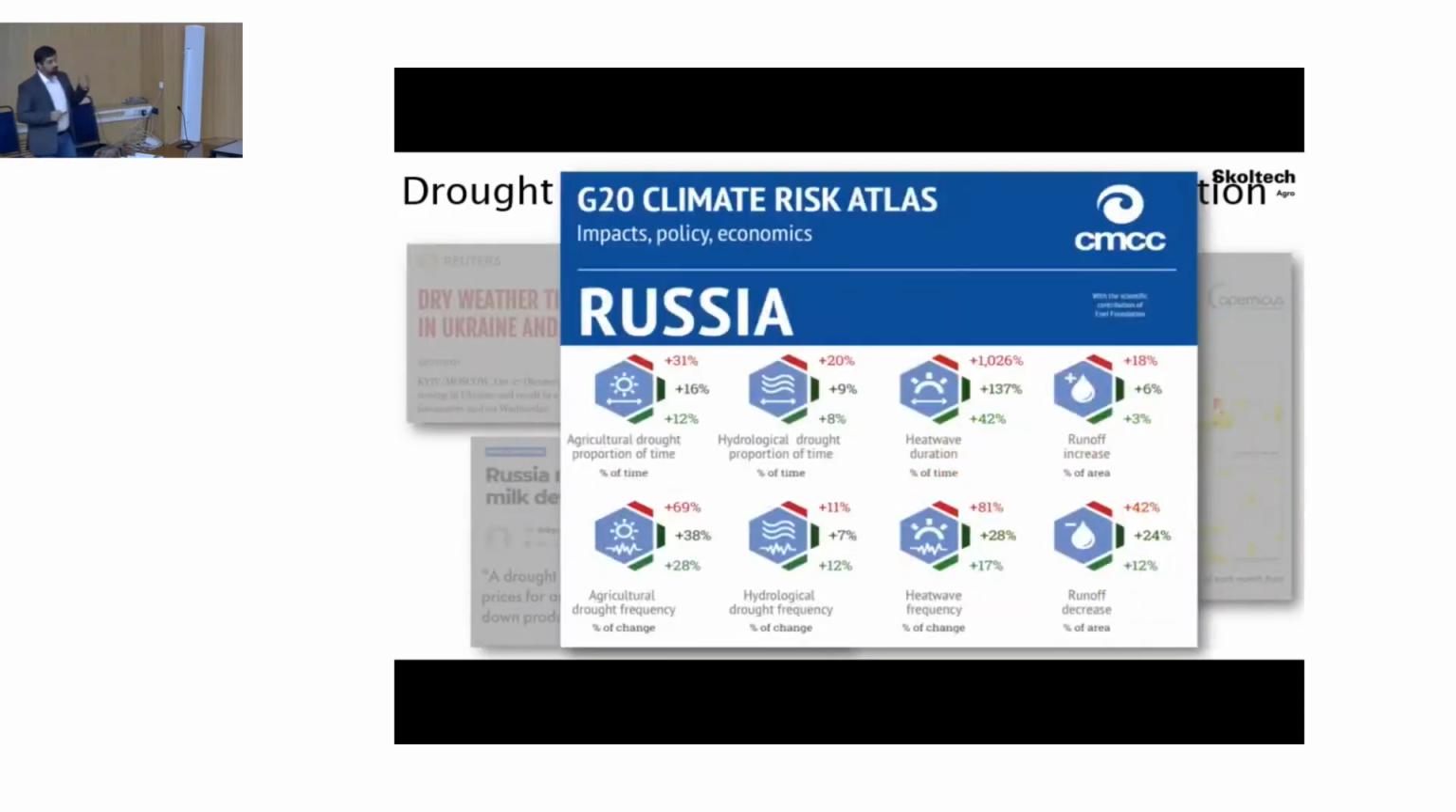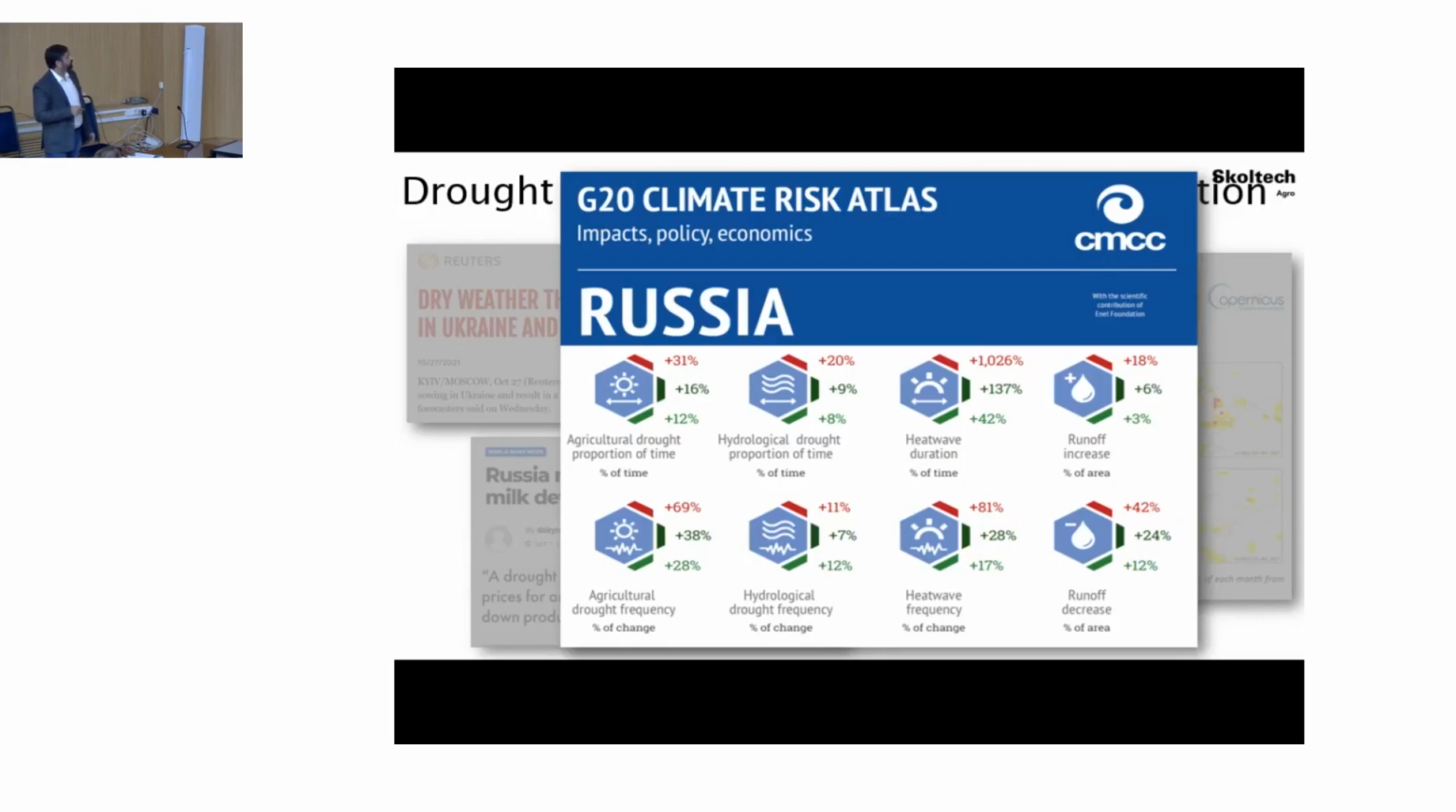So a G20 climate risk analysis for Russia, agricultural drought. Okay, let's just think of this in simple terms as best case scenario, worst case scenario, most likely scenario, for the next 25 years. So if you look at it, agricultural drought is going to increase most likely by 16%. The frequency of drought, how often you get drought, is also going to increase significantly, right?